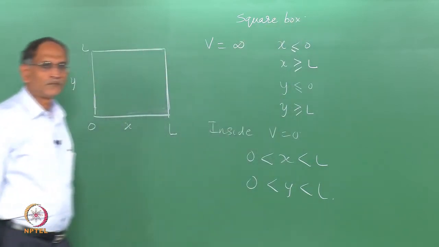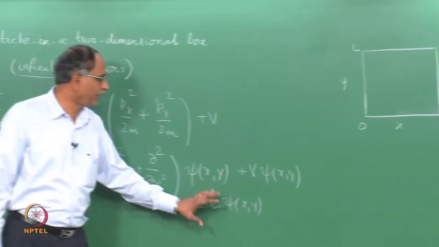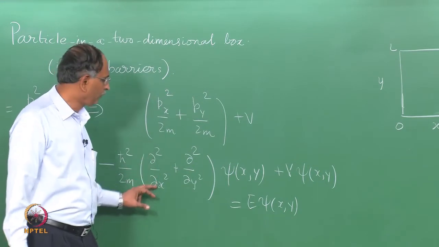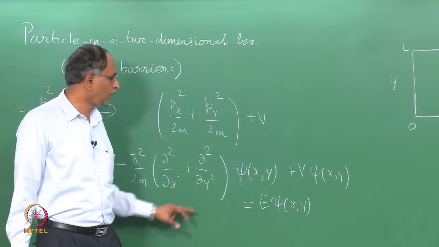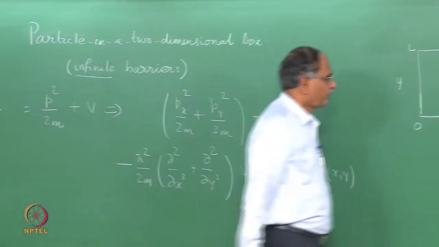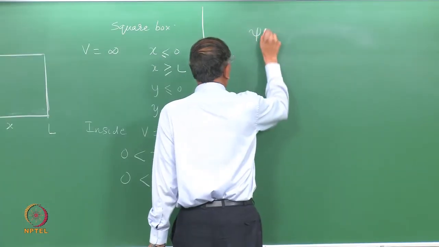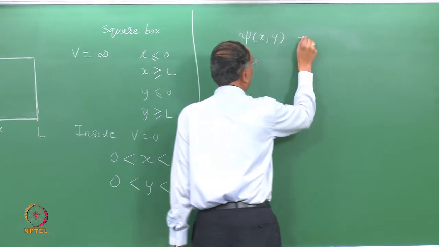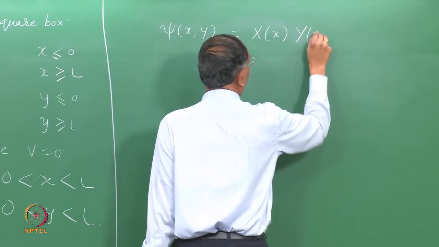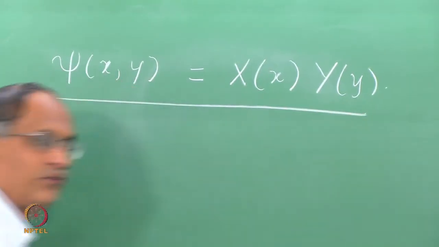So, if we do that, obviously the differential equation simplifies without the V term, and you have a derivative squared in one direction, a derivative squared in another direction, and then you have the psi of x y. Such a problem is easily solved by writing the wave function in terms of a product of a function of x alone and a function of y alone.